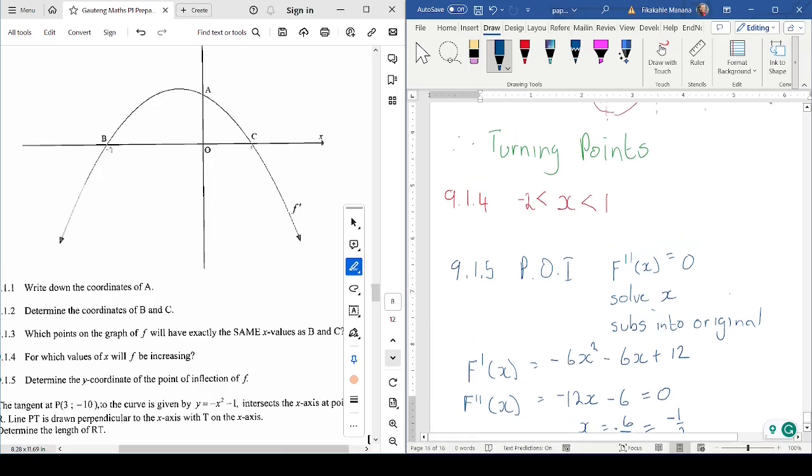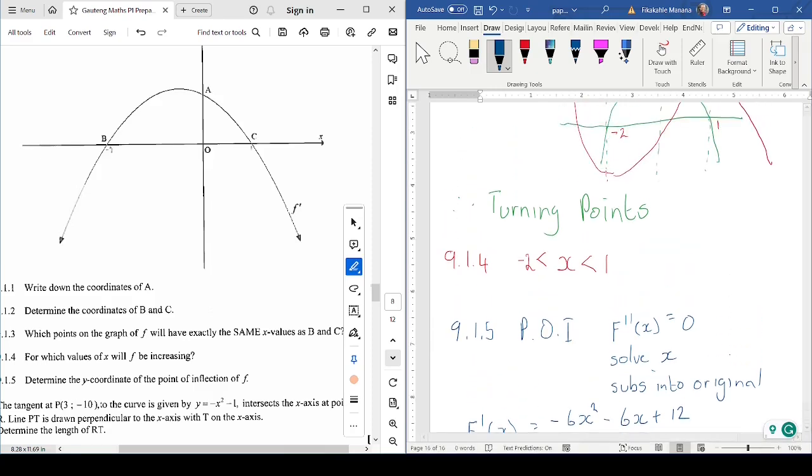Wow, I've run out of space, so I'm just going to continue over here and carve out some space for myself. Okay, now that we've got that, remember the process is to substitute into the original equation. So that minus a half, we'll substitute it into the original equation.